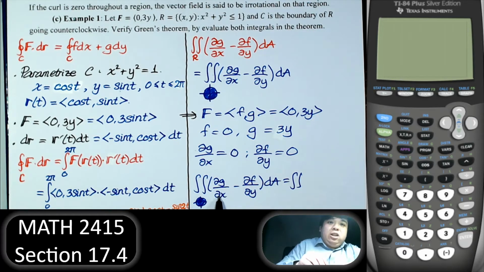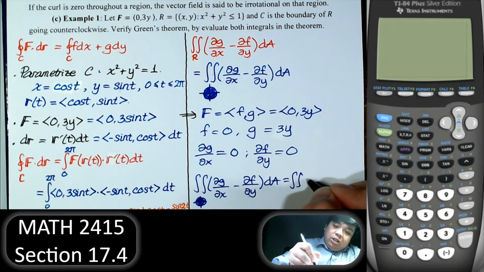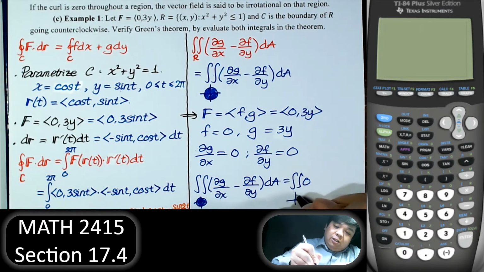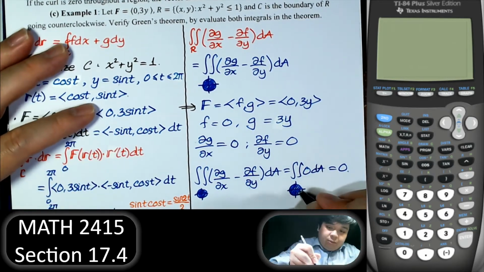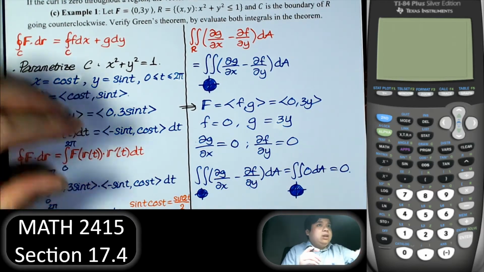The derivative of g with respect to x minus the derivative of f with respect to y, both of them are 0, so we just have 0. So that's why this is equal to 0. Right. So both of them are equal.